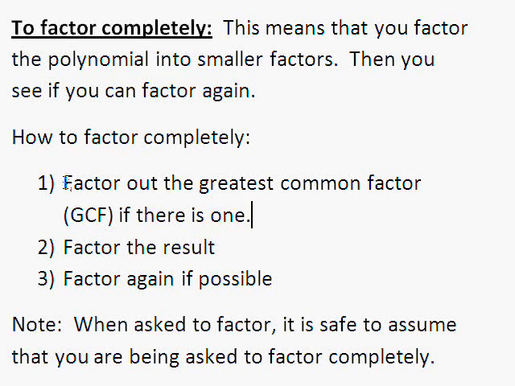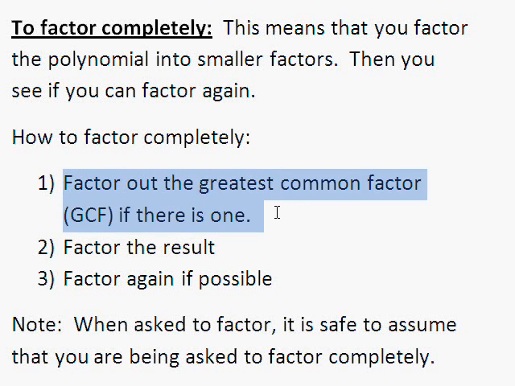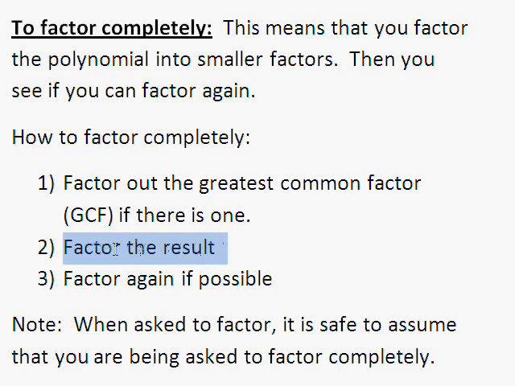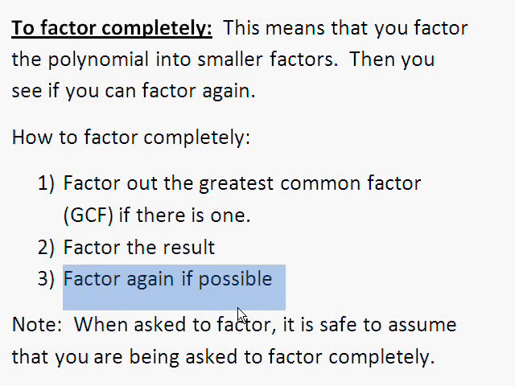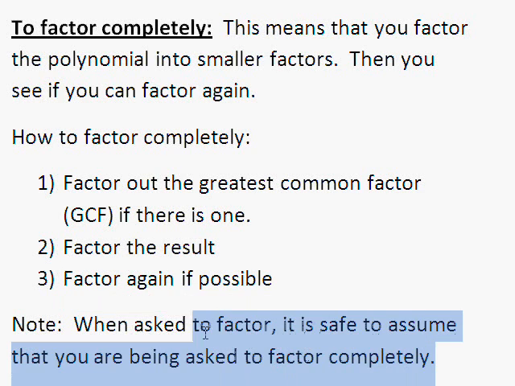Now how we're going to do this is we're going to look for a greatest common factor first. That's always our first step. Then we're going to factor out the greatest common factor if it has one, and we're going to end up with some sort of result. And we're going to try to factor that result if we can, and then factor again if possible. From here on out, when you're asked to factor, it's safe to assume that you're being asked to factor completely.